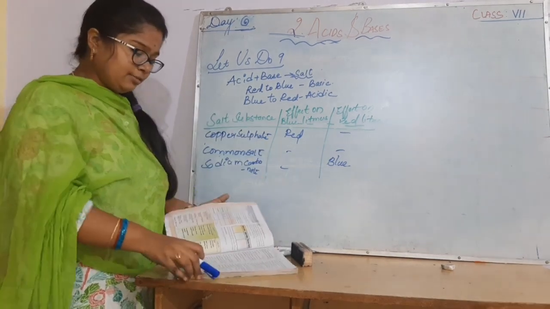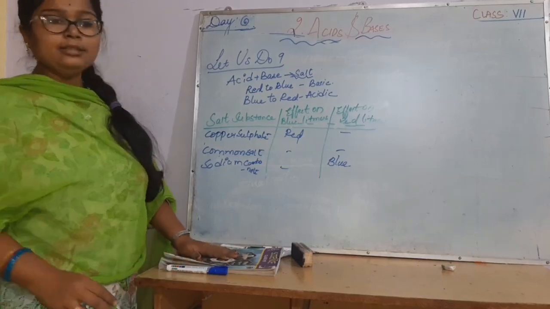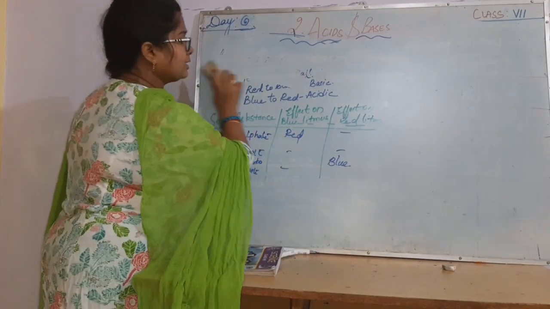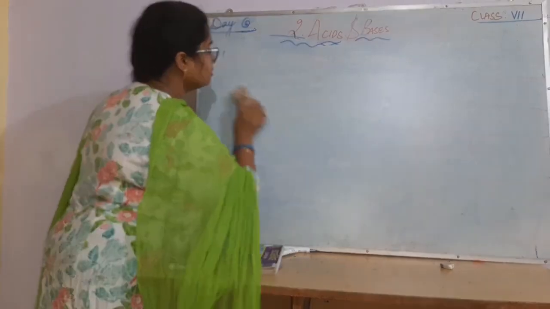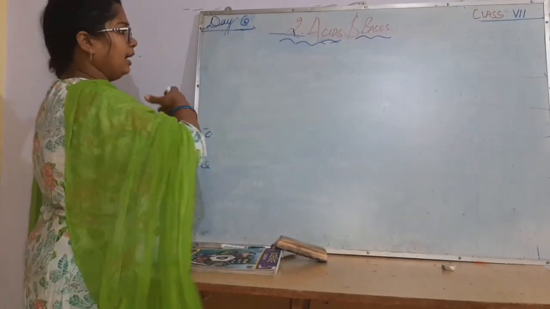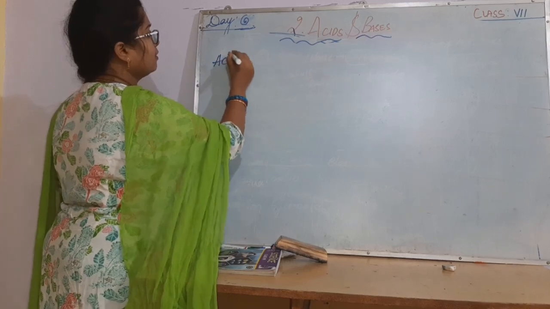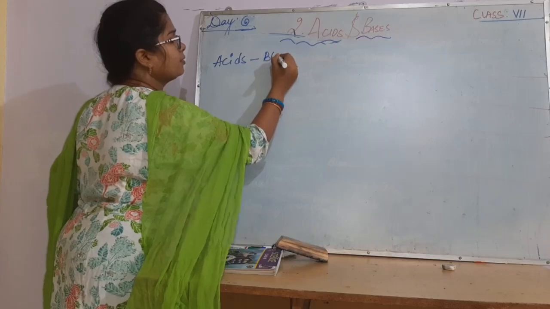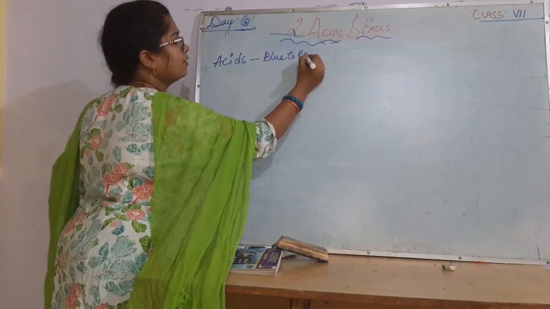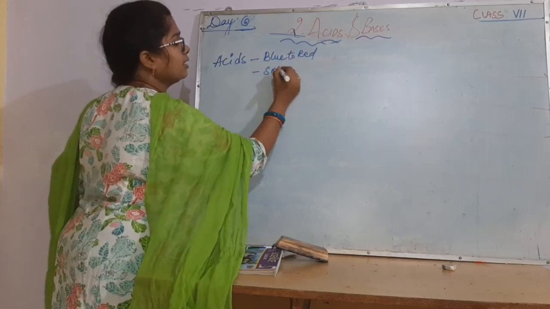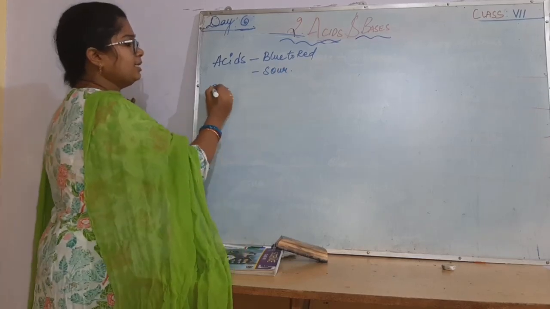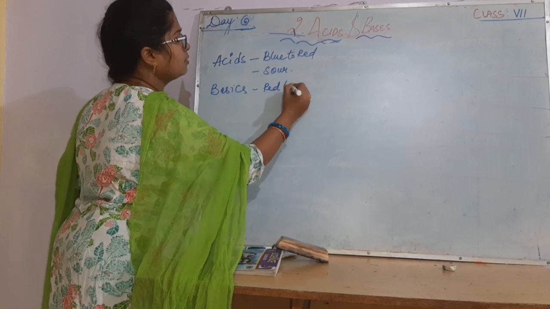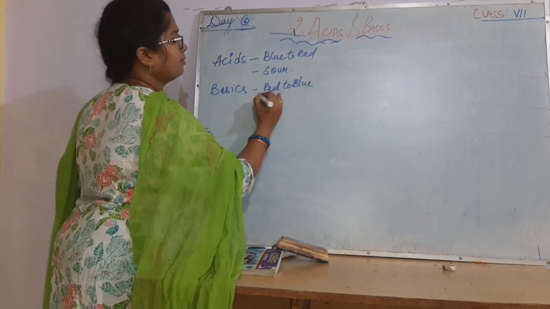Thank you, children. This is the end of your lesson, and in this lesson you have learned about what? Acidic nature, basic nature. Acids turn blue litmus paper to red, and they are sour to taste, importantly. And bases turn red to blue, and they are bitter to taste.